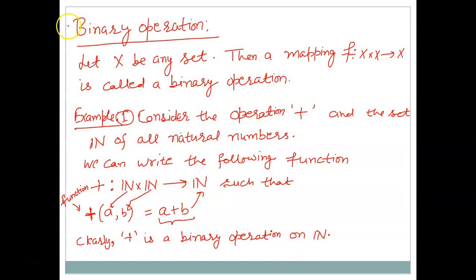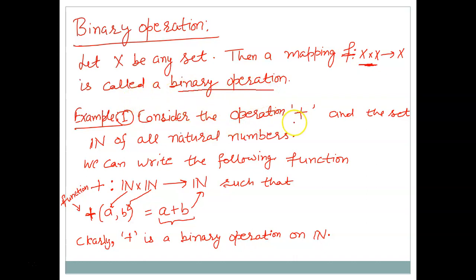Now next is the binary operation. What is a binary operation? Let X be any set, then a binary operation is nothing but a mapping F from X cross X to X. Keep in mind, binary means you require a Cartesian product of X with X itself. And finally, the element after applying this function must be in X. So such a function or mapping is called a binary operation.